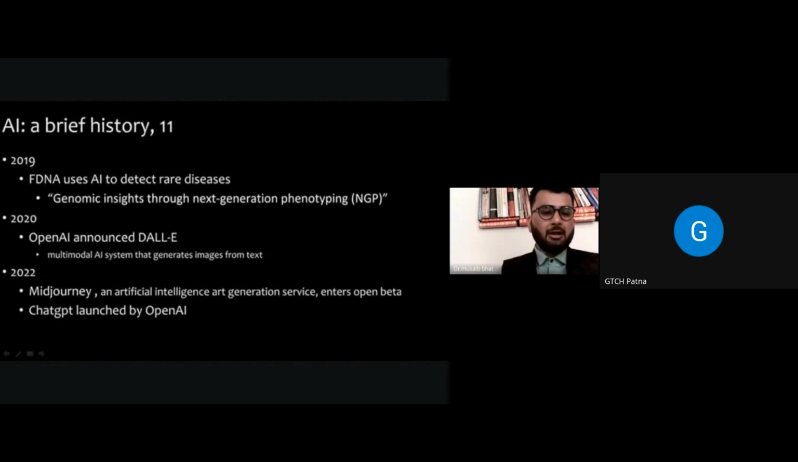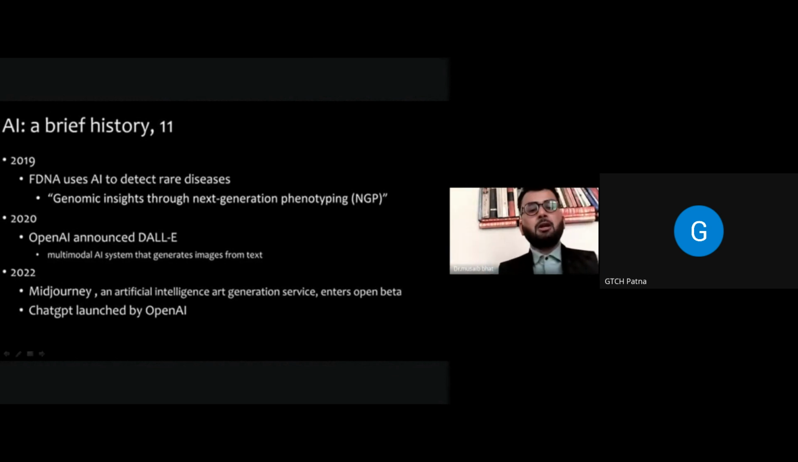In 2019, FDNA used AI to detect rare diseases. It was the first AI tool which was able to detect rare diseases. It used facial analysis, with the face as the main organ in the body from which FDNA was able to decipher information for the detection of certain diseases.